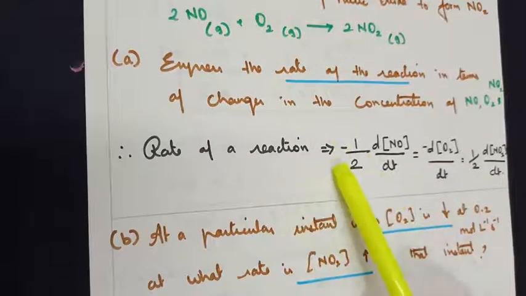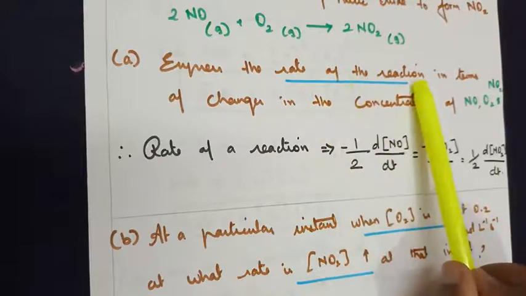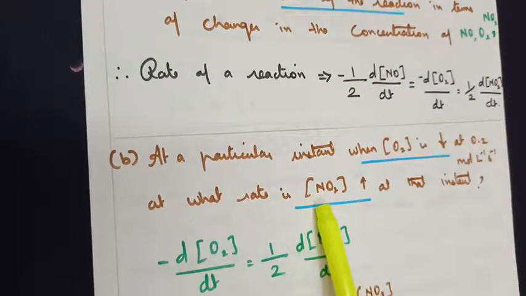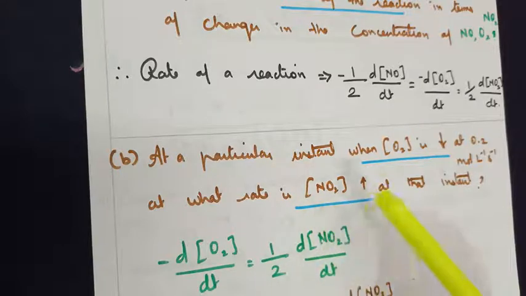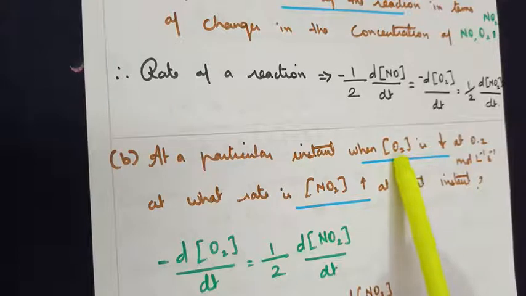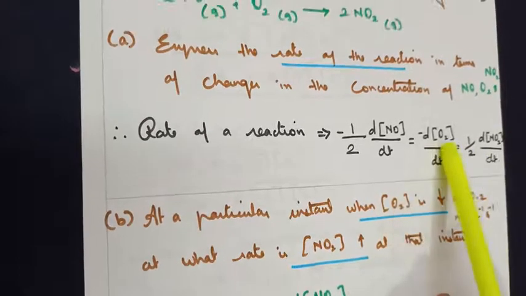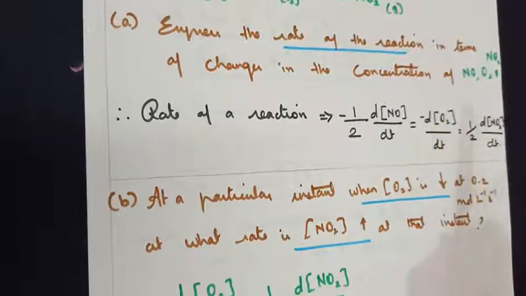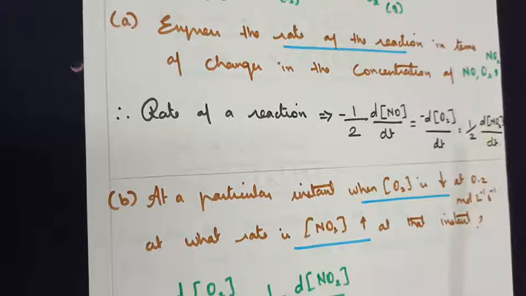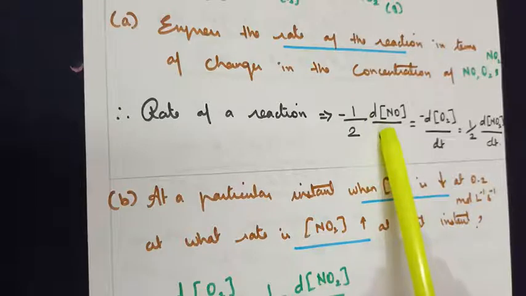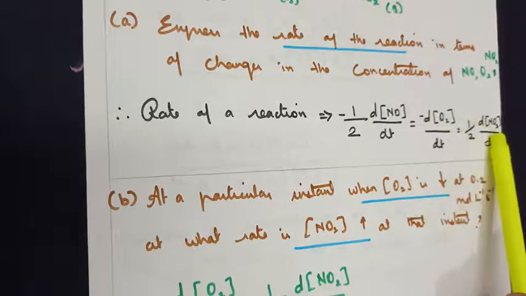One, to write the rate of the reaction, I have underlined for you. The second one, I just told you, calculating the speed of the formation of the particular reactant or the product. Now in this case, they have given you the disappearance of concentration of oxygen, and they are asking you the formation of a concentration of nitrogen dioxide. So forget about the nitric oxide term, take only these two terms.